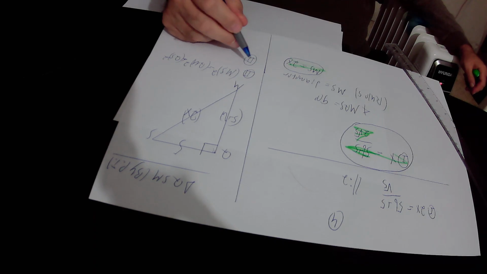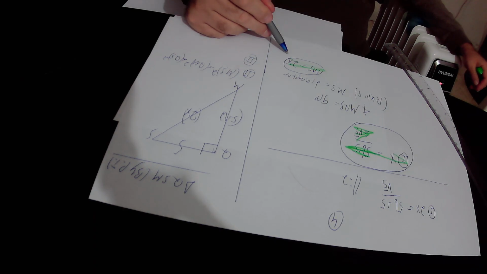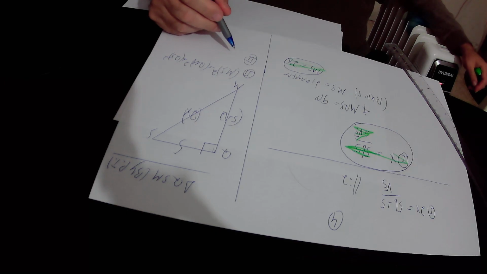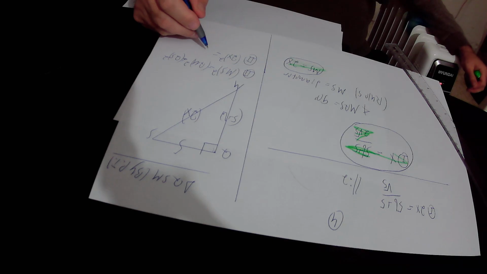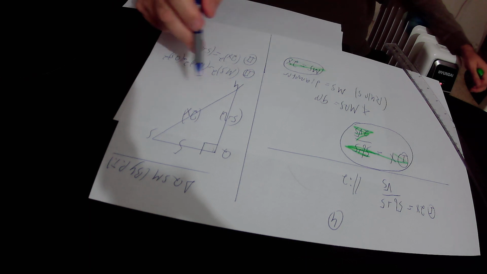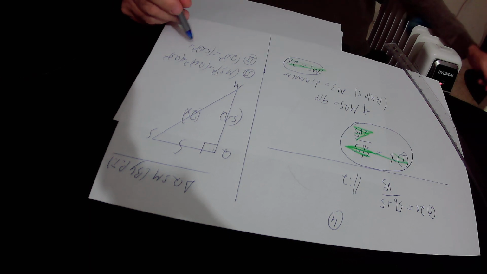MS is the diameter of the circle, that is to say it equals 2x. Therefore, MS squared is 2x squared, and it equals QM squared. QM is 5 plus b, therefore QM squared is 5 plus b squared, plus QS squared. QS is 5, therefore QS squared is 5 squared, that is 25.